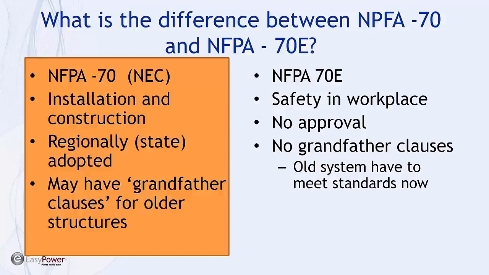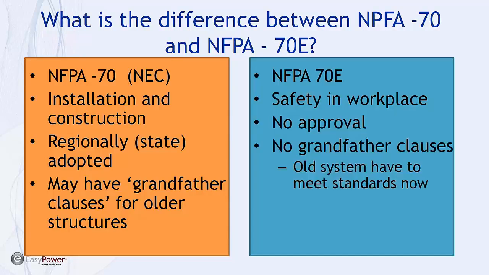So what's the difference? NFPA 70 is the National Electric Code, and it's primarily focused on construction and installation and safety standards, what's referred to as building codes for electrical circuits, appliances, and machines. It is regionally adopted and thereby brought into the local building codes, and as a result, as work is done on older equipment or older building structures, there may be the potential for grandfathering in older structures that may not have been up to code at the time they were built. So those exceptions can be carried forward.